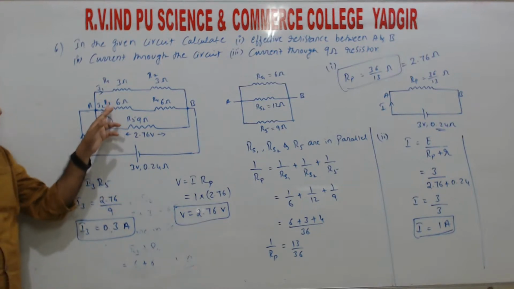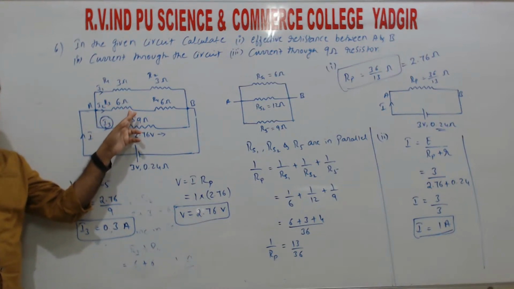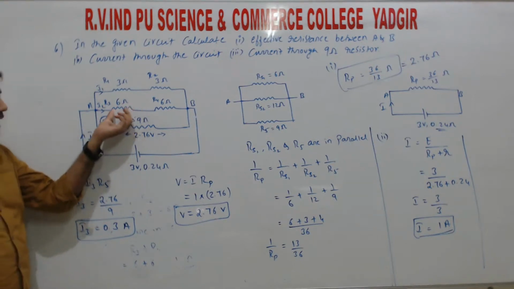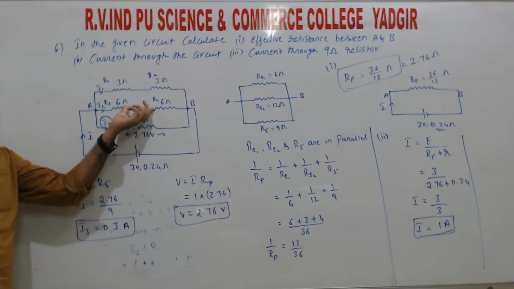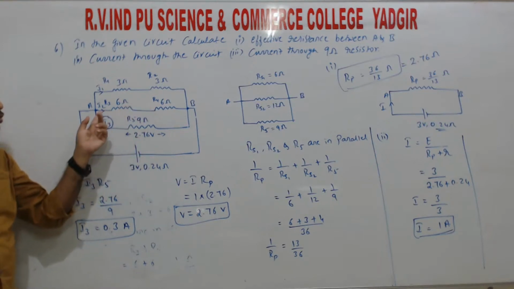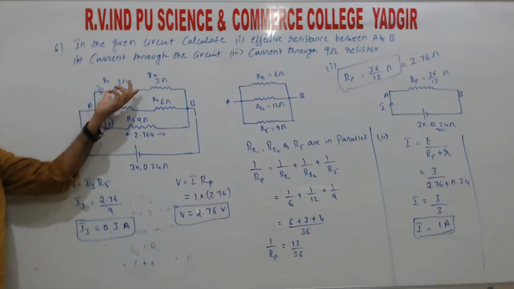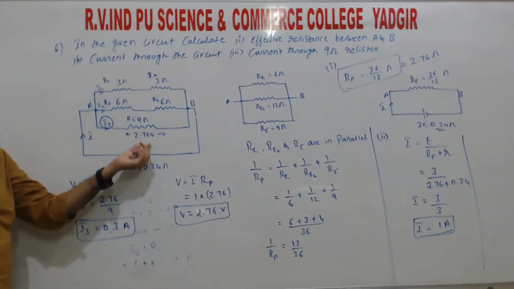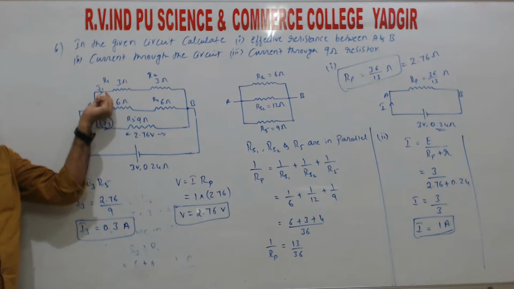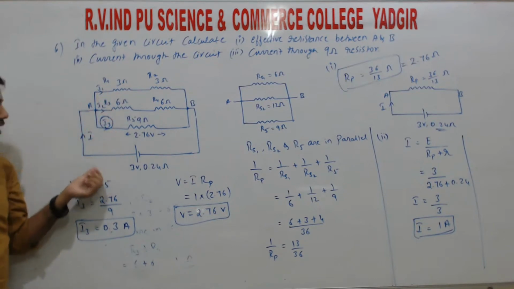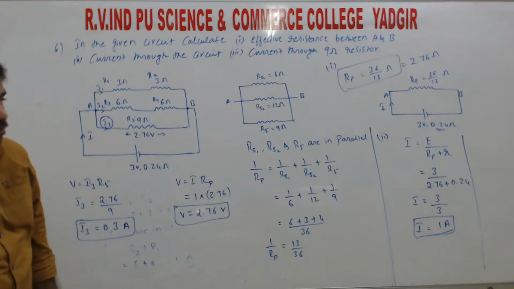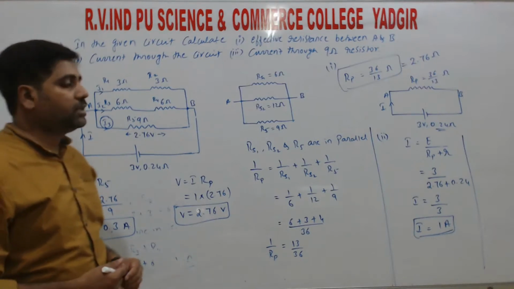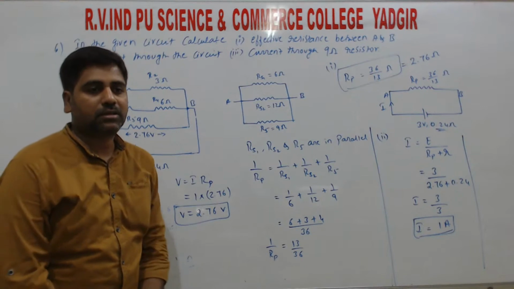If they ask for the current flowing through the 6 ohm resistance, again the voltage remains the same. So the voltage divided by 12, 2.76 divided by 12, gives the current I2. And 2.76 divided by 6 gives the current I1. If we add all these currents, again we get I, that is 1 ampere, right? So remaining problems we will discuss in our next class. Thank you.